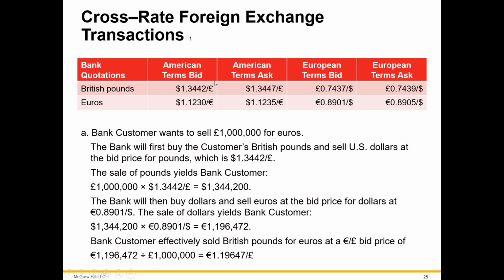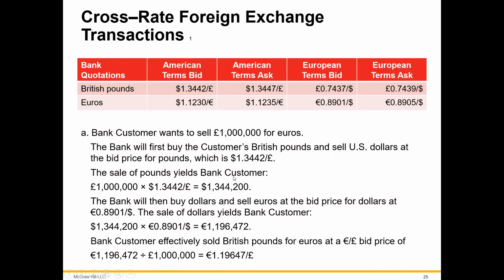And we want to cancel the pounds. Now we have two choices: the 1.3442 and the 1.3447. Well, which one is going to give us more money? This one will give us more money, which is the one we're not going to do. So we'll get the bid, the 1.3442, represented as dollars.